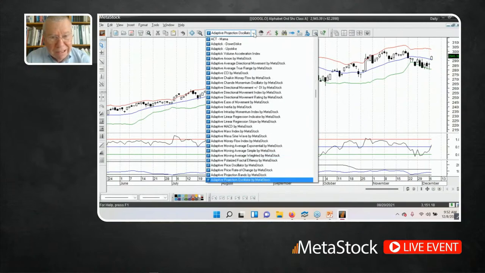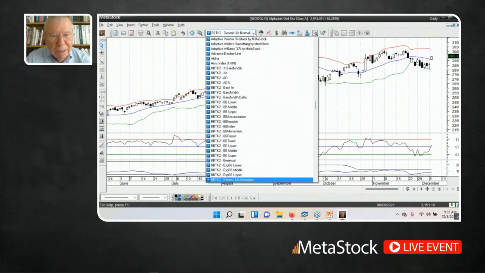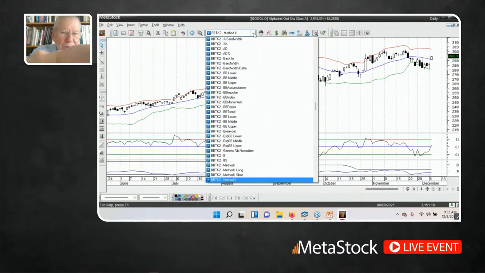You can see MetaStock has a lot of parts and pieces to boot, but there's just a ton of items in the toolkit, and what you see on the screen right now is only about half of the items in it. So there are Bollinger Bands themselves, plus a series of Bollinger Band indicators, some volume indicators.